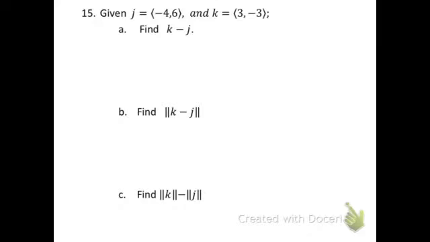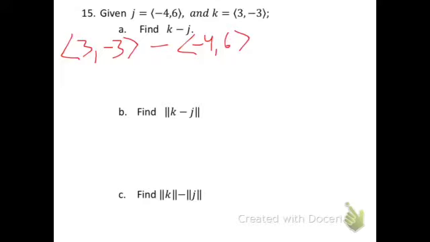And moving on to 15, you need to get k minus j, find its magnitude, and then get the magnitude of each of them, and then subtract it. So this is just kind of like a little discovery thing to figure out whether these two guys end up being the same. Who knows? Right now, maybe they do, maybe they don't. If you want to do k minus j, put k down, subtract j.